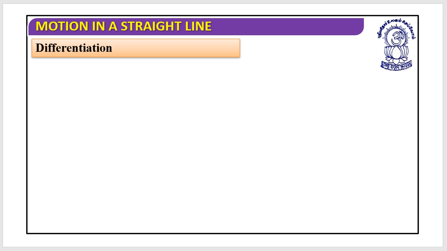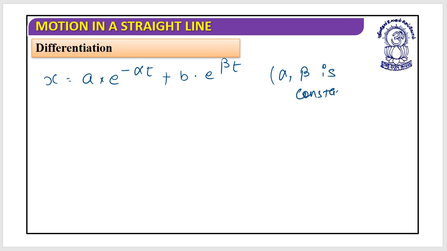Suppose you have been given that x is equal to a into e to the power minus alpha t plus b into e to the power plus beta t, and it has been given that alpha and beta are constants, and you need to perform dx by dt. Differentiate this function with respect to time. You need to differentiate this. How could you do this? How will you?